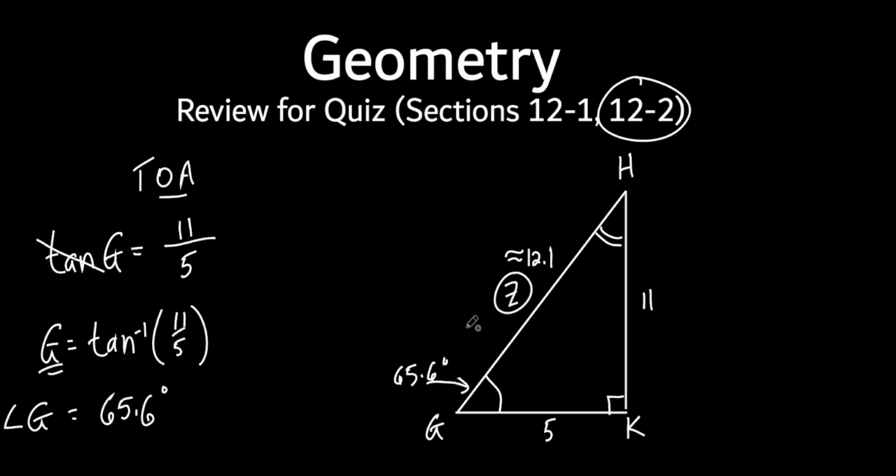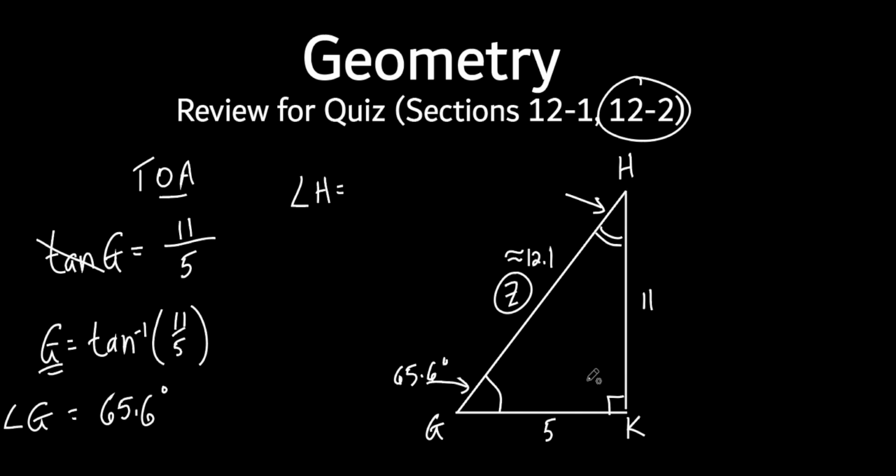On this particular problem, this is the only time we actually had to do any trig, because I could find angle H very easily now. I know this angle is 90, and I know this one is 65.6. How do I find this missing one up here? I don't have to use any trig now. I can do something very, very simple. So how do I find angle H?